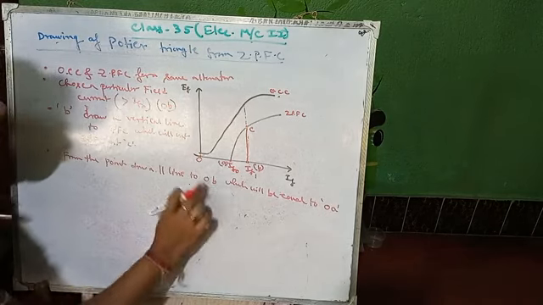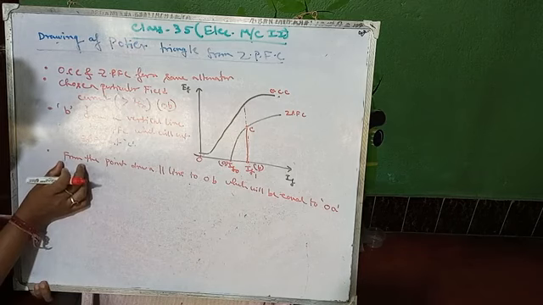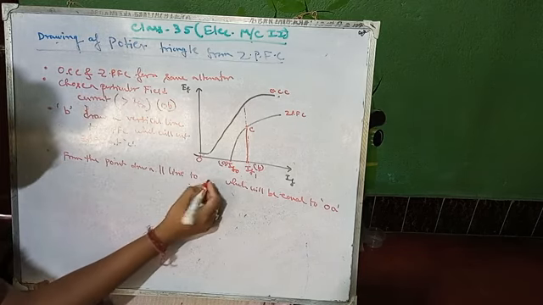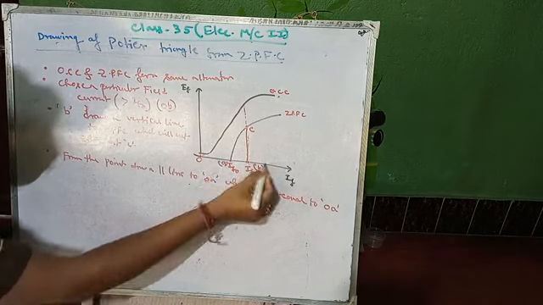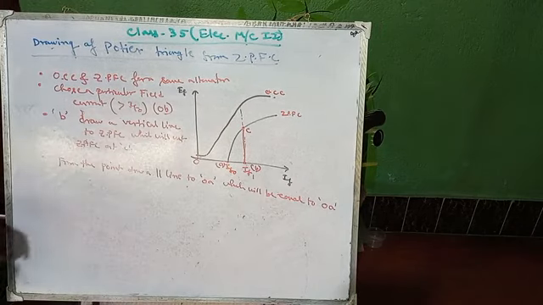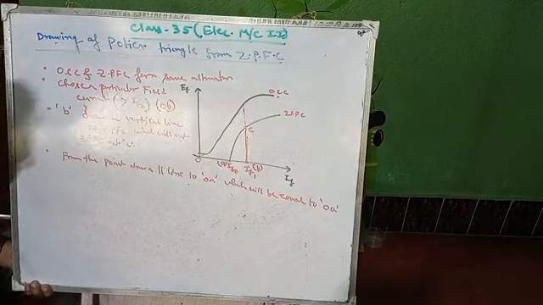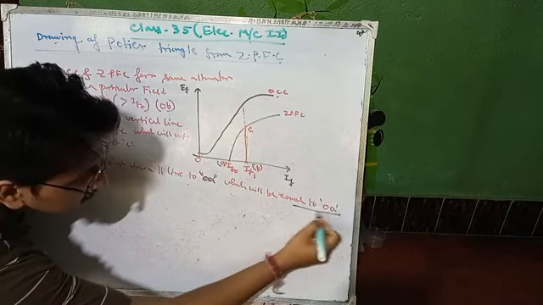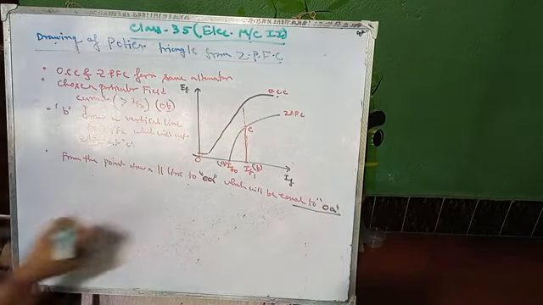So from the point, draw a parallel line to OB or OA, whatever. OA or OB have the same slope, right? That's why you can choose any one. So OA or OB, whatever you can say, it will be equal to OA.